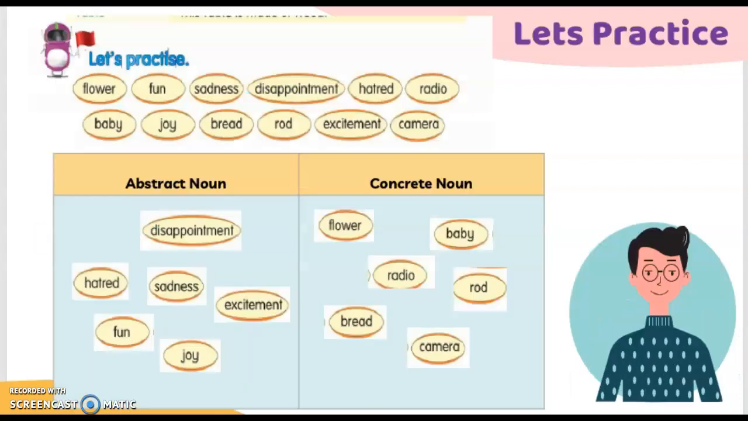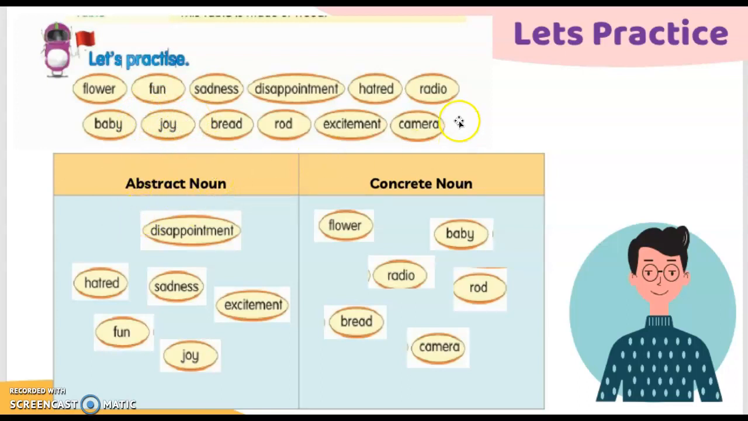Now if you look at your textbook on page 18, you can see this one. You have to group them accordingly, abstract noun and concrete noun. So for example, flower. You can see a flower, right? You can smell it. So obviously it goes to concrete noun. And then the next one would be joy. You can't see joy, so it will be abstract noun.